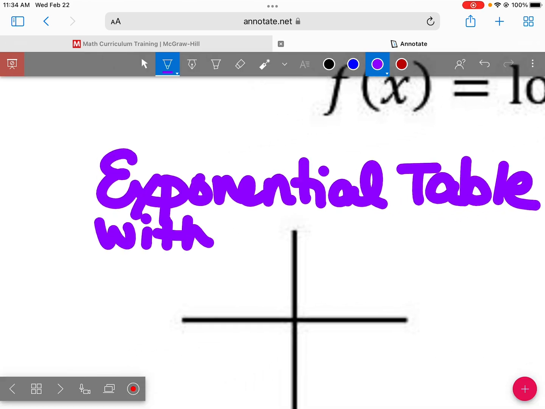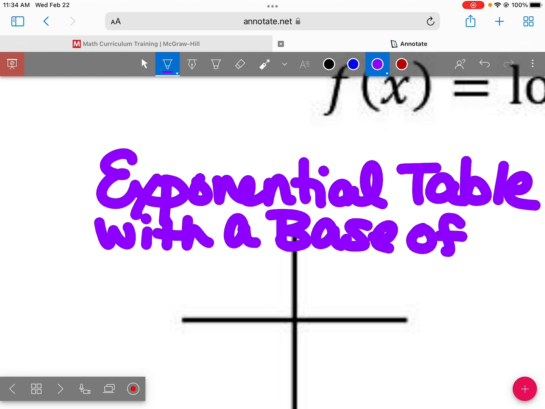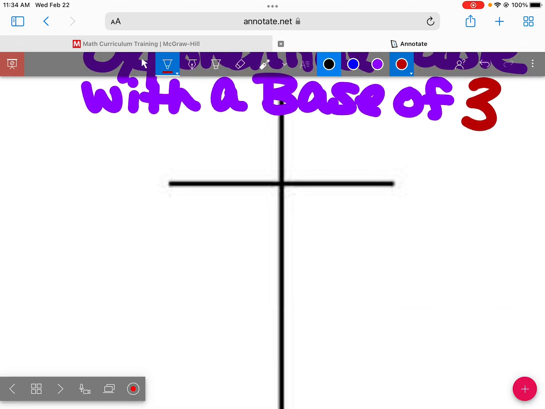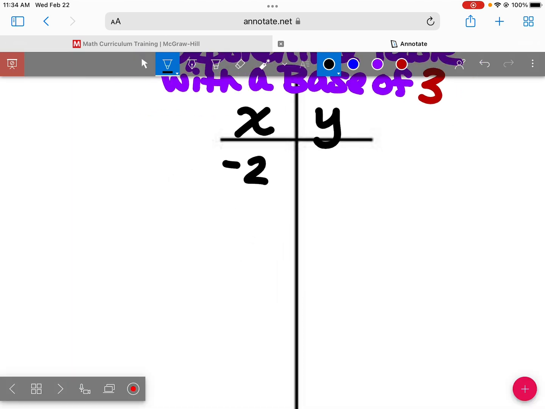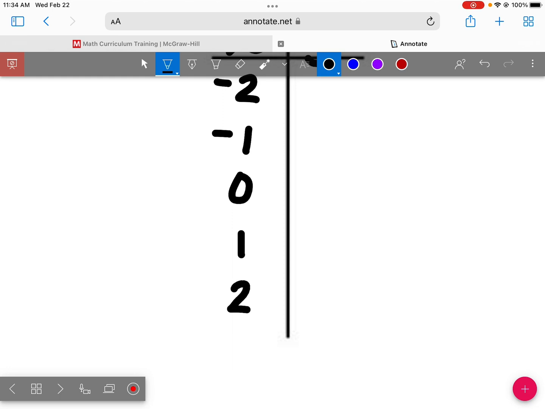With a base of what? Yes, with a base of 3. So x on this side, y on this side. We get to pick our x's on the exponential table, right? What are my favorite x's to pick? -2, -1, 0, 1, and 2.